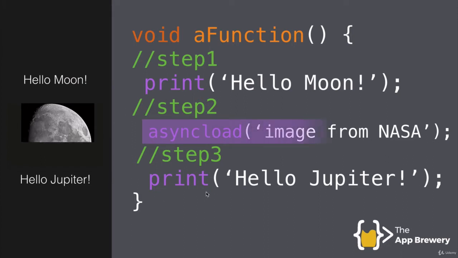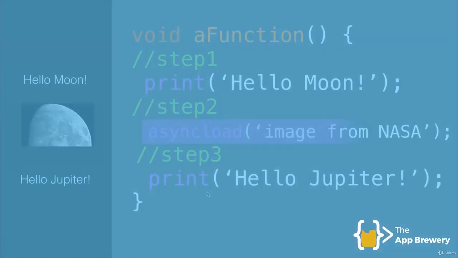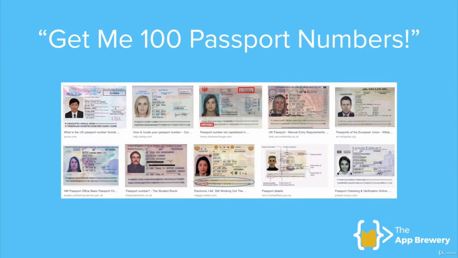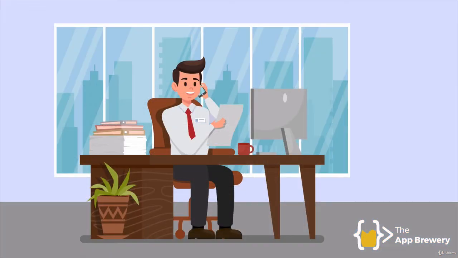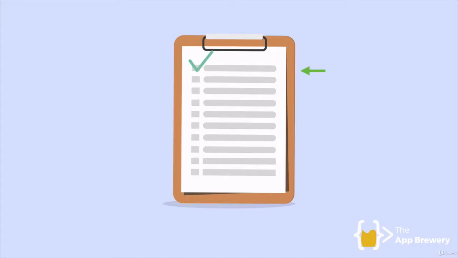Now, why is this actually useful? I want you to imagine that come Monday, you're going to work and your boss tells you to get me 100 passport numbers. Get them to me right now. So you have to call up all of the customers one by one and ask them, what is your passport number? So you have this checklist and you're going from the top to the bottom, one by one, calling up each customer. Now, it's not so straightforward, right?